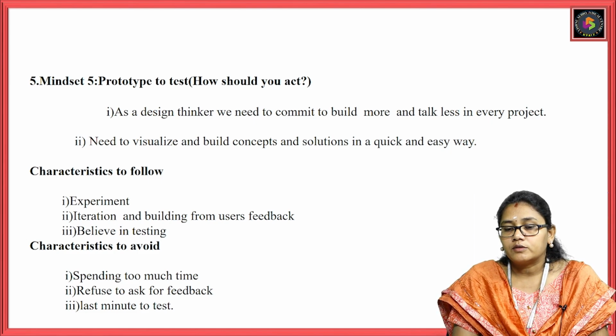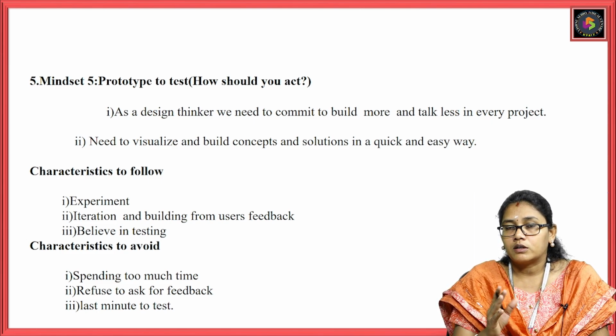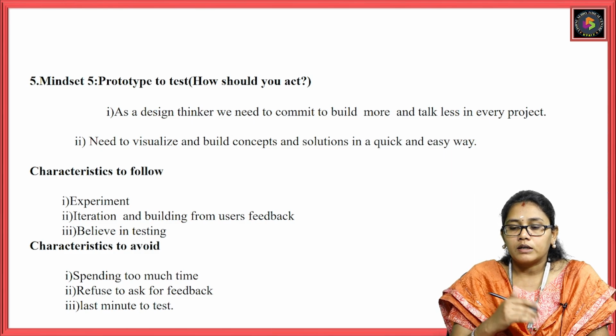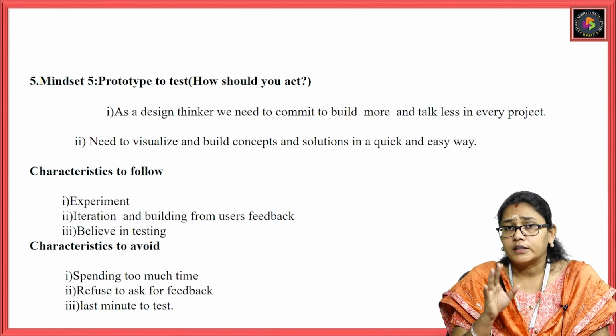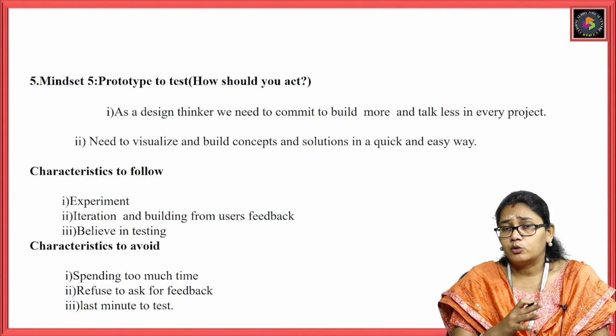So in this, what are the characteristics to follow? In the sense, experiment. We have to think of everything as an experiment. Also, we believe in iteration, and after that we are going to build from the user feedback. Whatever suggestion the user gives, we are going to build from the user feedback. That is the second point we are going to follow. And coming to the third point, we believe in testing solutions in a quick and easy way. Whatever solution we want to test, we have to test quickly, and we can also use some easy method. So these are the 3 points which we are going to follow in mindset 5.